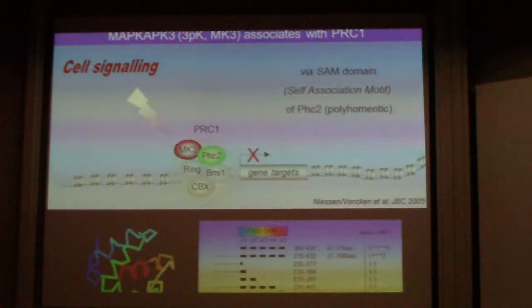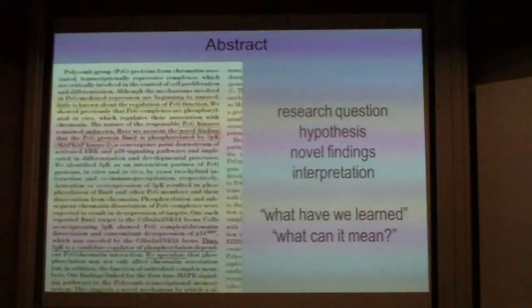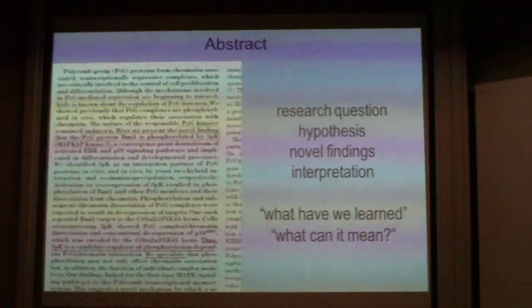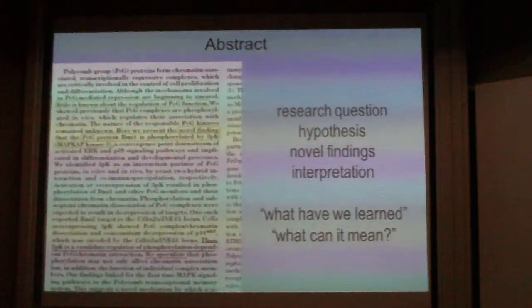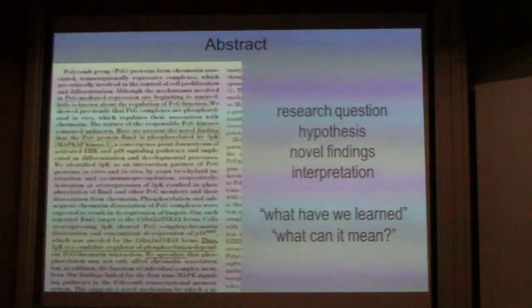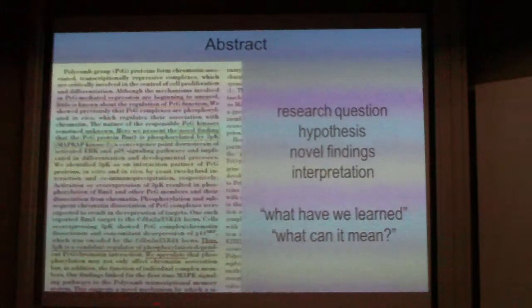We studied this a little bit. And this is what this paper is all about. This is where the paper actually starts. You guys have read it? Here we present the novel finding that the polycomb group protein BMI1 is phosphorylated by 3pK and MAPKAP kinase 3. Little is known about the regulation of polycomb function. You can taste already what I was getting at, right? I wanted to know more about this dynamics. Thus, 3pK is a candidate regulator of phosphorylation-dependent PcG chromatin binding.